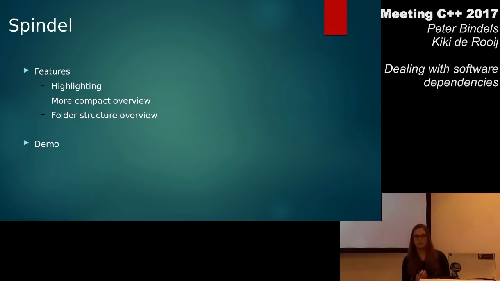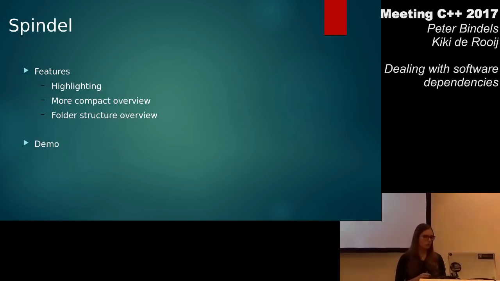So I first started with a feature to highlight a certain component and its dependencies. So as a user, you select one or multiple components, and Spindel will highlight these. So you can see where the line is actually going to. The second feature is that you can select multiple components in which you are interested, and you will display them in a separate overview. So you have a smaller overview with only the components you want to see.